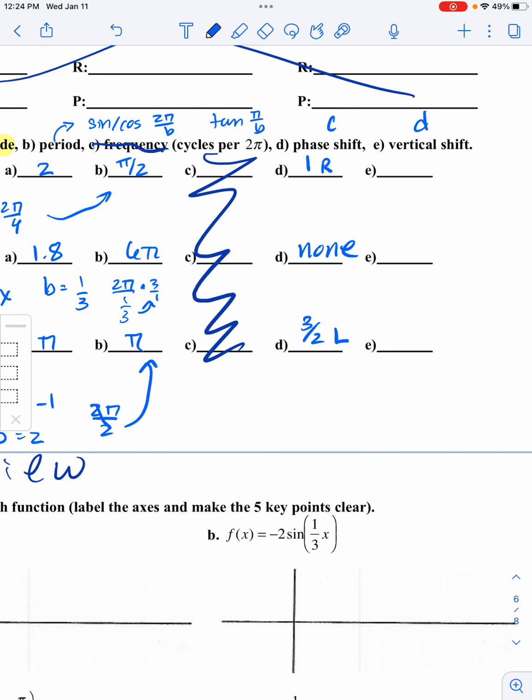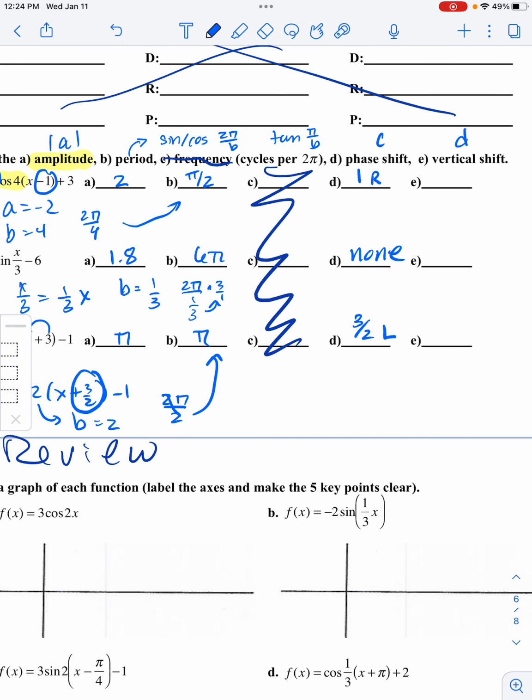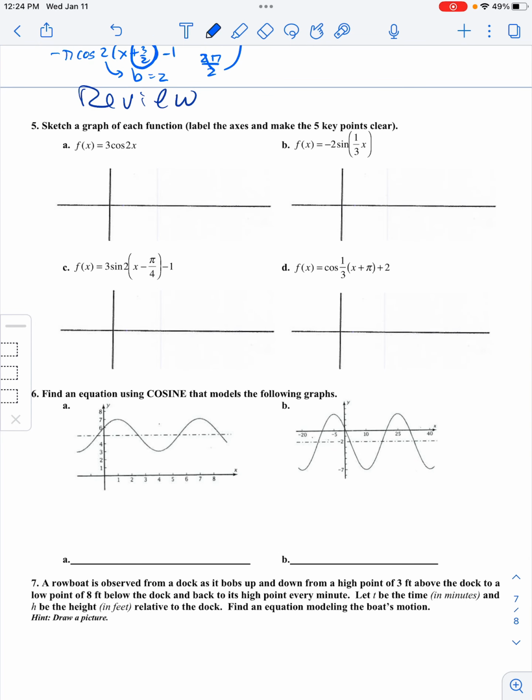Vertical shift is easy peasy, whatever that number is after the parentheses at the end, and it does what you think. So this one's going to go 3 up, 6 down, and 1 down. So there's some questions like that that are more like matching or multiple choice based.